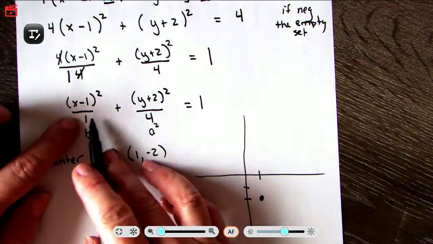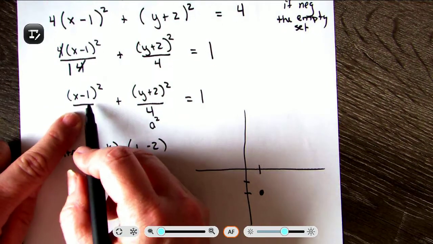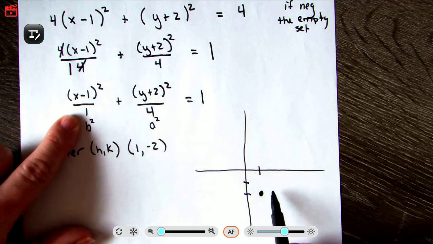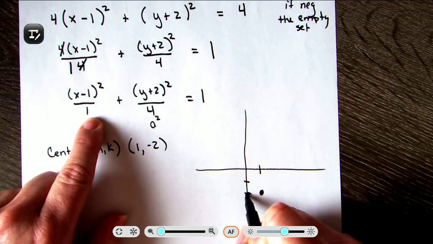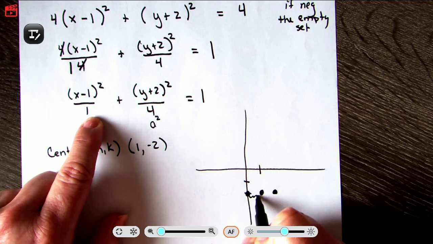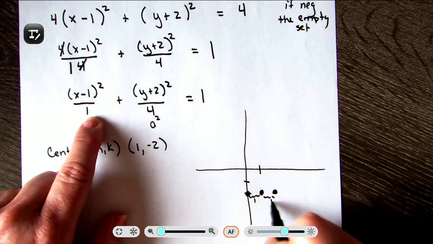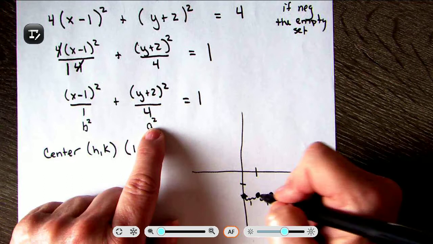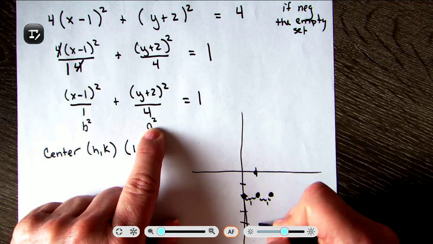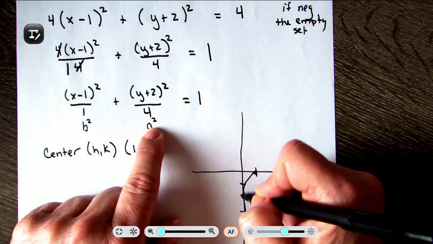Okay. B, that means the direction, this direction in terms of the x's. I'm going to go the square root of 1, which is 1. So I'm going to go here, and I'm going to go here. So this is 1. My a is 2, so that's going to go up 2 and down 2. And I can draw my little picture.